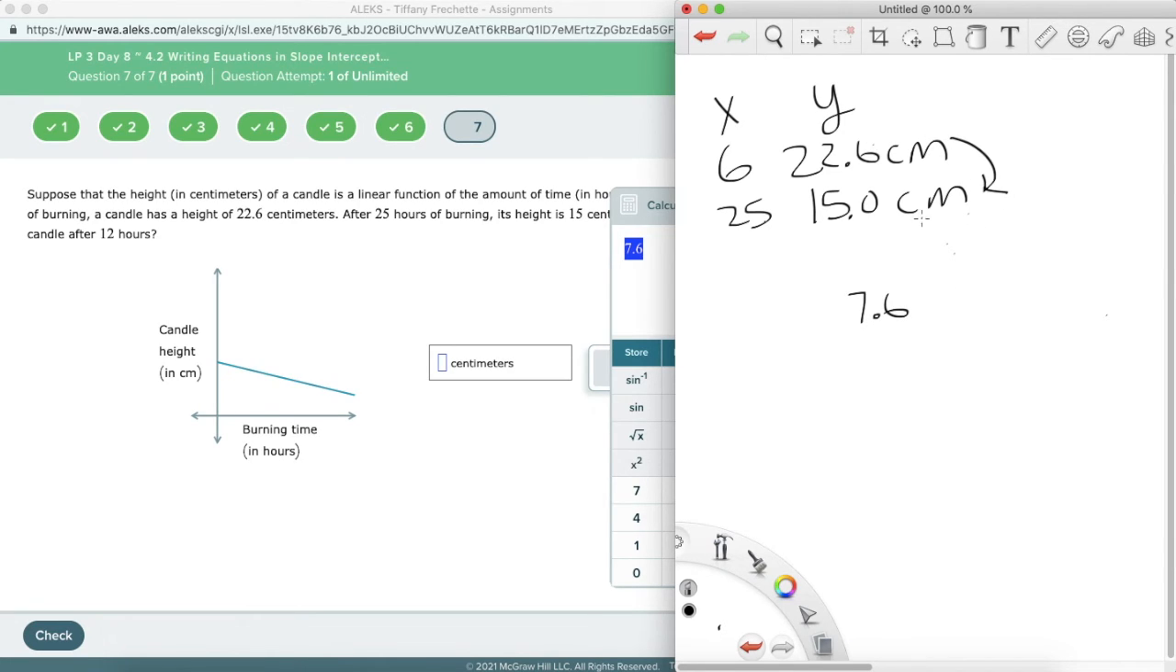Technically I'm falling, but we still call it a rise anytime you're moving up and down. So the Y is our vertical line. That's our rise, either up or down. So I'm dropping 7.6. And then for this one, I want to know how many hours have passed.